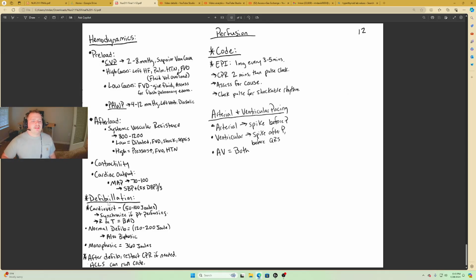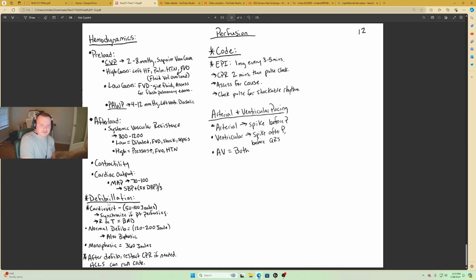When it comes to defibrillation, cardiovert is between 50 and 100 joules. It's a low power. It's synchronized. You can synchronize the patient if they are perfusing. Remember, R on T waves are bad. A normal defib is 120 to 200 joules. It can be biphasic. It's a normal defib, and then it can also be monophasic, which is 360 joules.